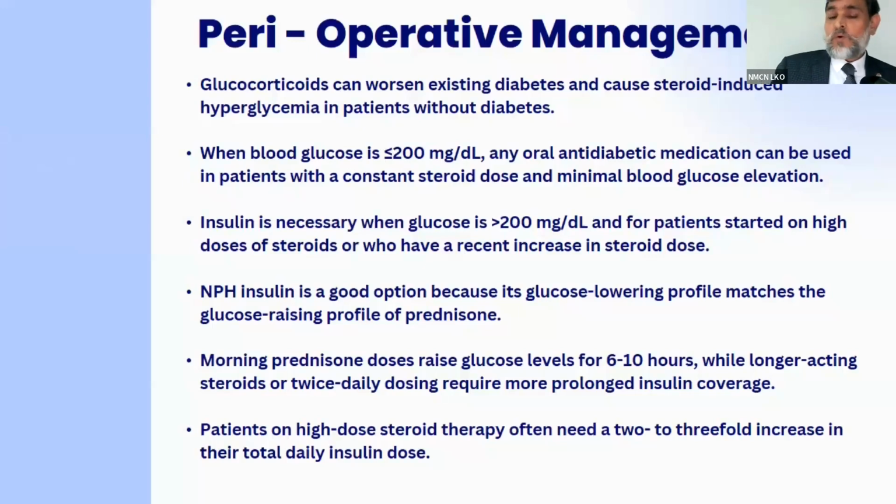Insulin is necessary when glucose is above 200 and for patients started on high doses of steroid who have a recent increase in steroid doses. NPH insulin is a good option and it matches with the profile of prednisolone, so it can be used. Morning prednisolone dose raises glucose levels by 6 to 10 hours, while longer acting steroids or twice daily dosing require more prolonged insulin coverage. Patients on high dose steroid therapy often need a 2 to 3-fold increase in their total daily insulin dose. So dose has to be increased whenever the patient is on steroids.